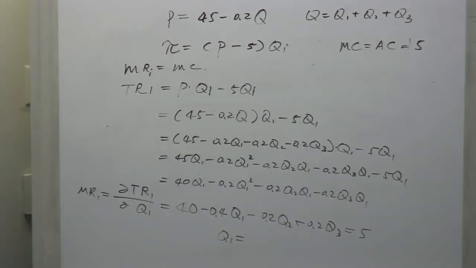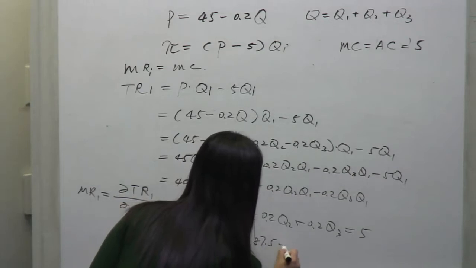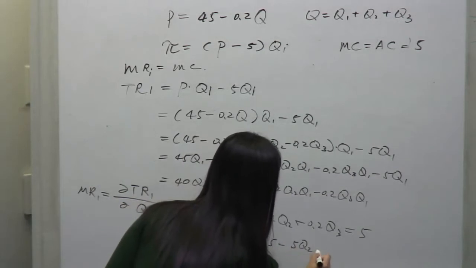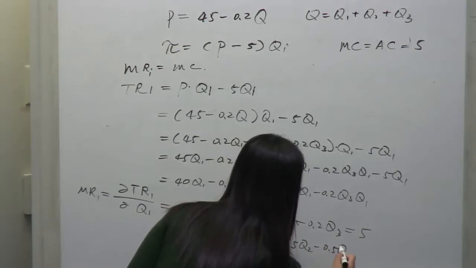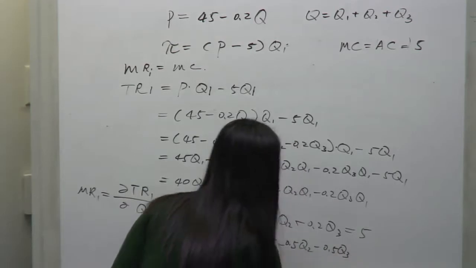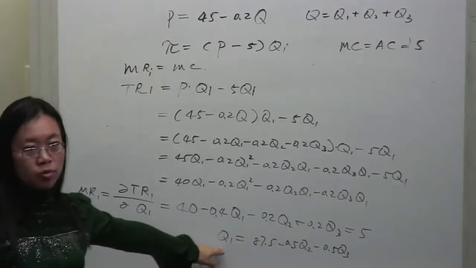Don't just wait for me to give it to you. 87.5 minus 0.5 Q2 and minus 0.5 Q3. Yeah, that should be correct. That's what we're looking for. And what do we call this one? You guys remember?